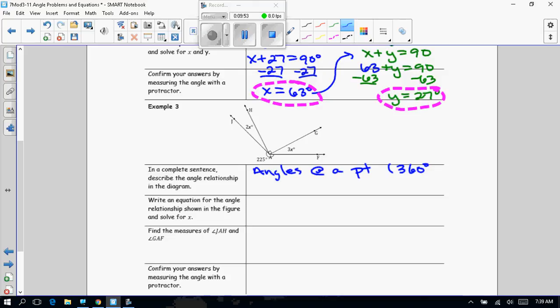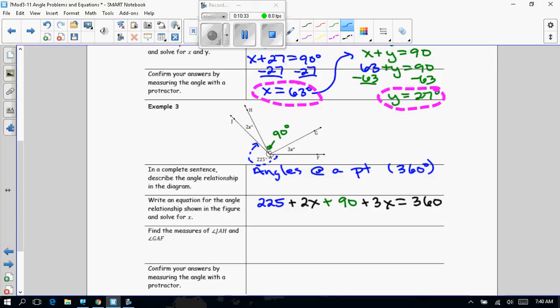You'll notice that around the outside of angle A, this side here is 225 degrees. I also notice that this here has a little square in it, which tells me that this is 90 degrees. So let's take everything we know and put it all together. So I know that I have 225 degrees plus the 2x that I don't know, plus the 90 degrees from that right angle, plus the 3x, and this all equals 360 degrees.